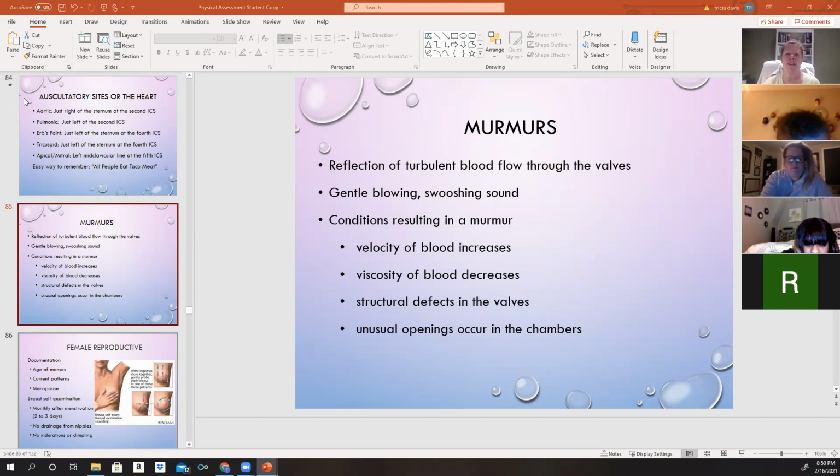So murmurs are a reflection of what we said, that turbulent blood flow going through the valves. It is a gentle blowing. It's not always gentle. Sometimes it's very loud, and it's definitely a swooshing sound. So if you have a high velocity of blood, if the viscosity of your blood decreases, you might hear it. If you have any kind of defect in the valves and any unusual openings that occur in the chambers.